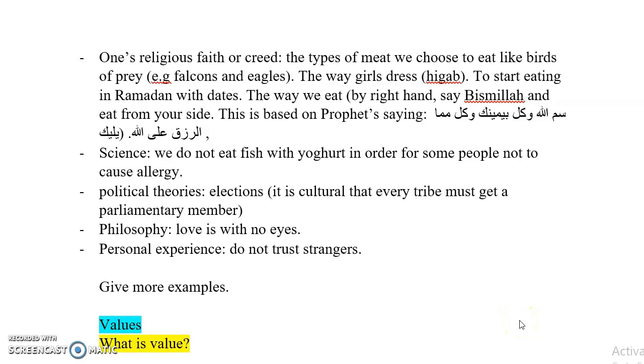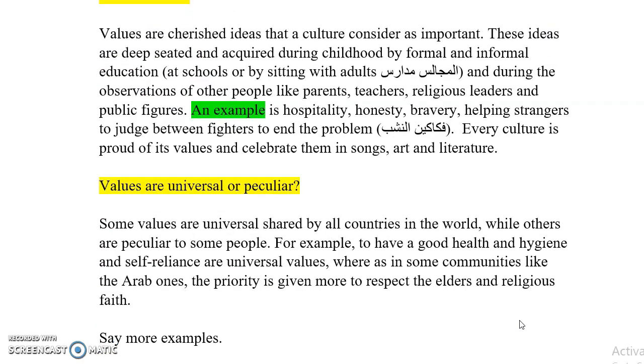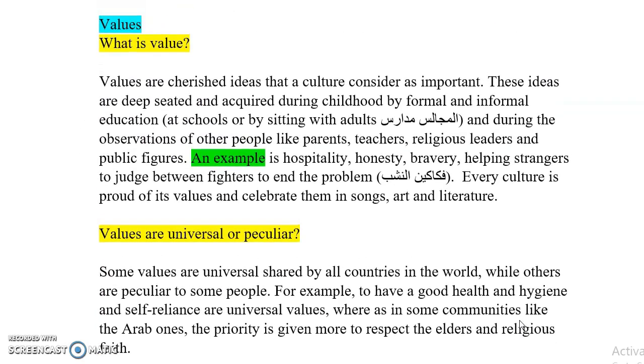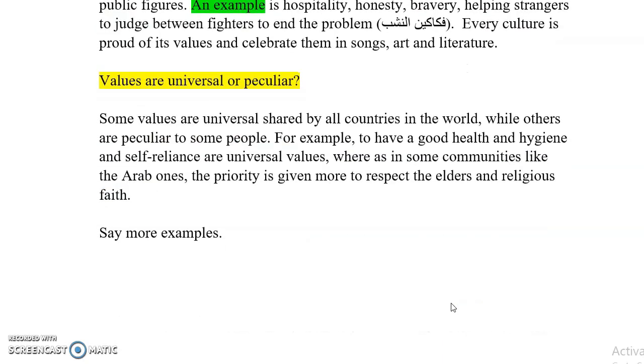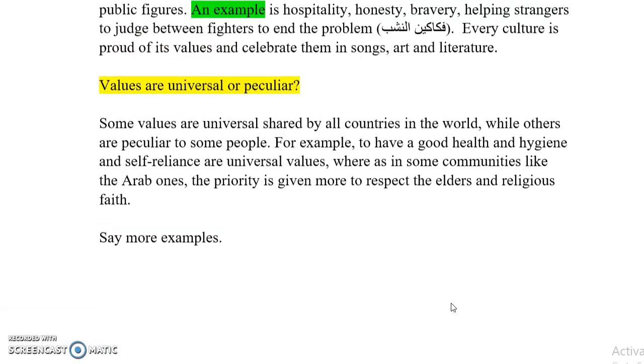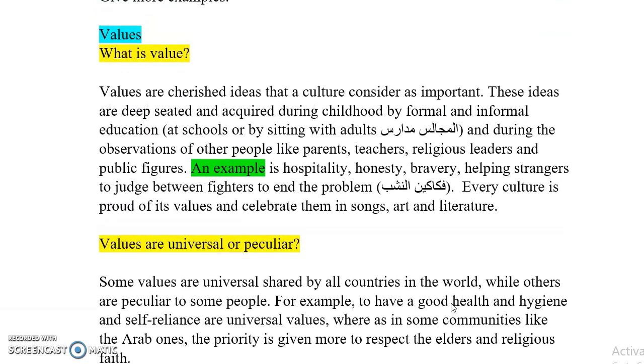We will move now to values, the second element of a culture. We will see the meaning of a value with some examples, and we will see what it means for values to be universal or not universal, that is, particular. A value is defined as the ideas that a culture considers important.